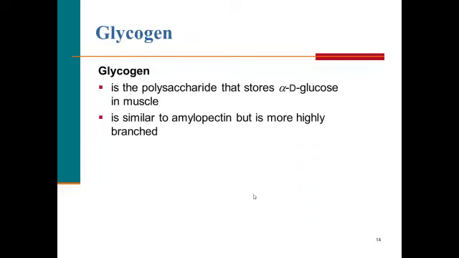Glycogen is a polysaccharide that stores glucose in mammals, both in the liver and in muscle. And again, it's the alpha version of our glucose molecule. It's going to be very similar to amylopectin in structure. The only major difference is that it's much more highly branched. So again, it's going to have alpha 1 to 4 glycosidic bonds for the main chains, or alpha 1 to 6 glycosidic bonds at the branch point.